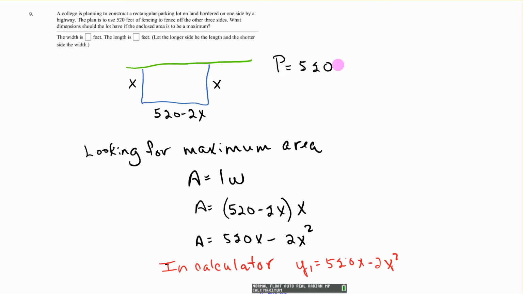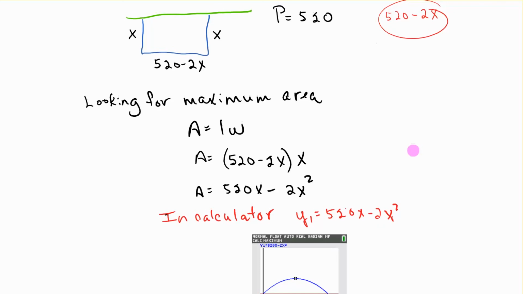So you've got enough fence to use 520 feet. We don't have to fence in along the highway. So if we make that side and that side be x, because they're the same, then 520 minus 2x, which we've used, gives me this other side. Now, since we're looking for maximum area, we want to remember that the formula for area is length times width. So we're going to do this times this, and when we distribute, we get 520x minus 2x squared.